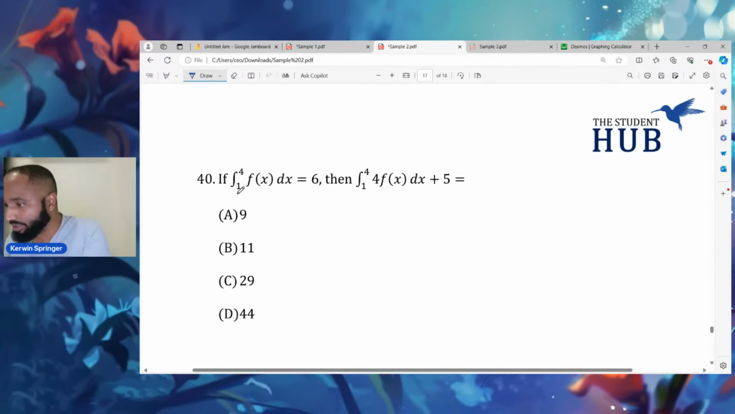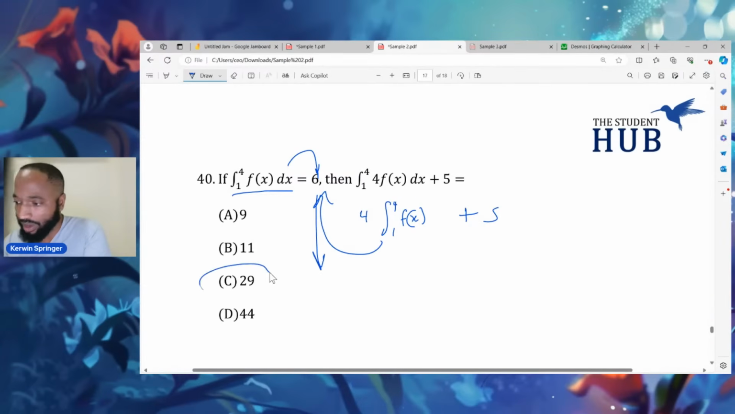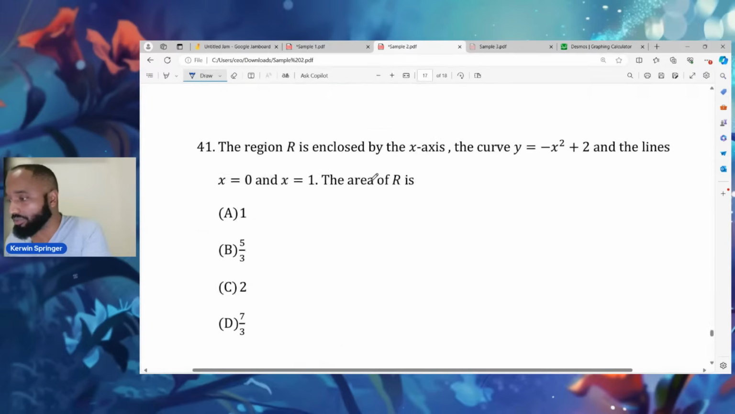Integrate this, and we got 6. So if we integrate this and we multiply by 4 and add 5, well, that's literally multiplying it by 4 and then adding 5 outside of that. So you multiply this by 4. 6 fours are 24 plus 5, so the answer is 29. So this is just testing to see if you understand how integration works.